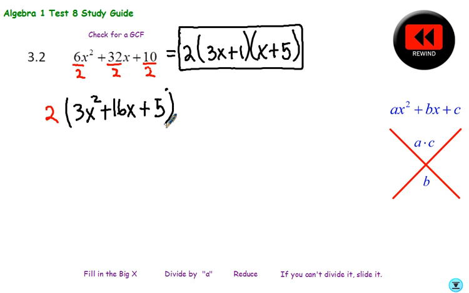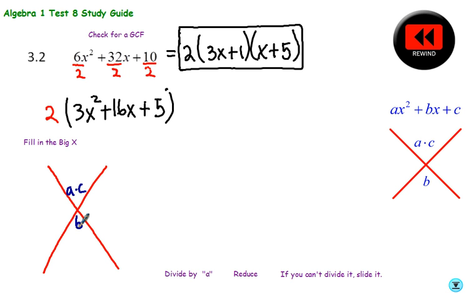All right, so now I'm ready to use my big X on this one. So I'm just going to go ahead and fill in my big X. It's going to go a times c. Go ahead and draw that. Again, always a times c on the top, b on the bottom. So looking at your a, b, and c, there's our a, there's our b, and there's our c. And by the way, there's never x's or x squareds that go into the big X. It's only numbers. It's just the coefficients, the numbers in front of the variable.